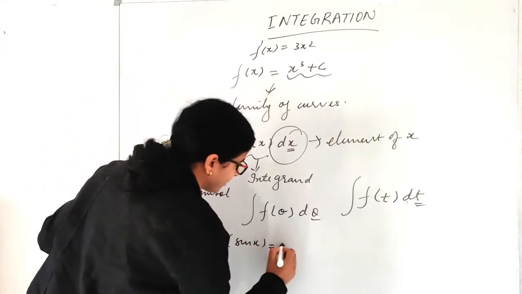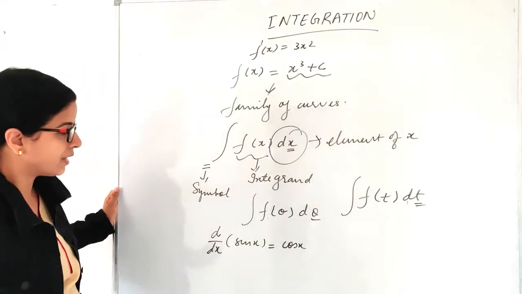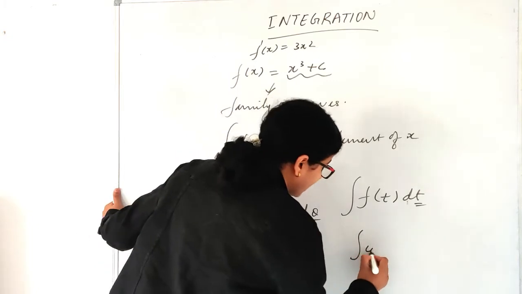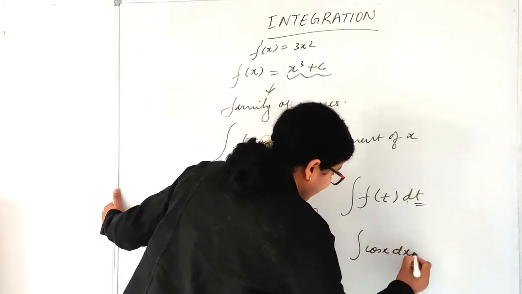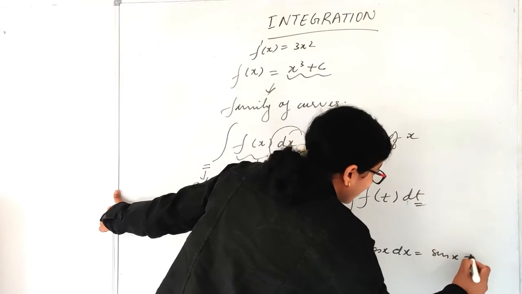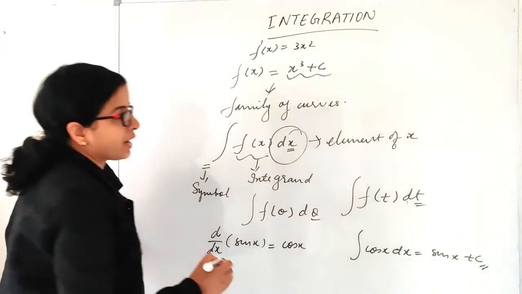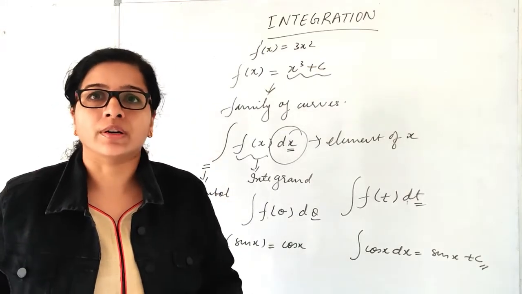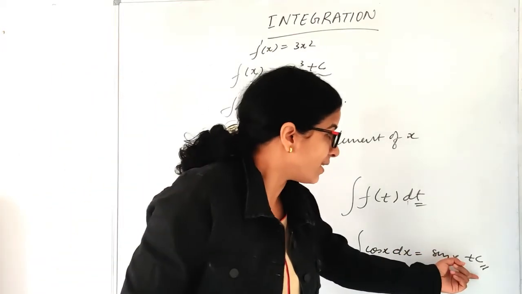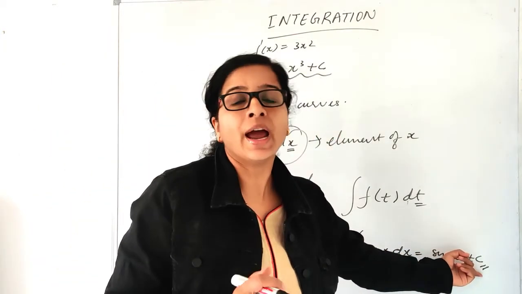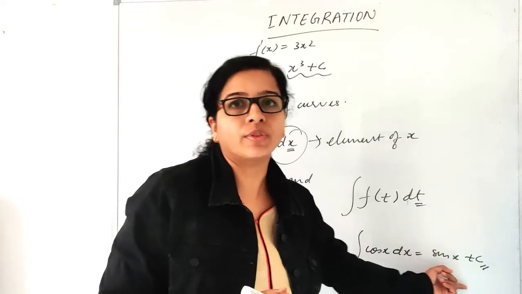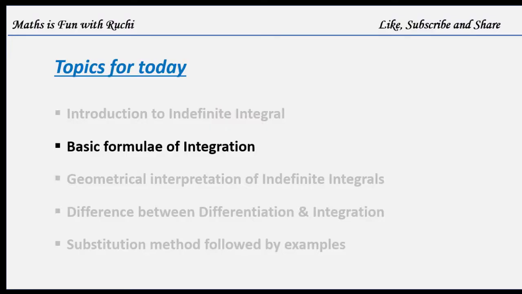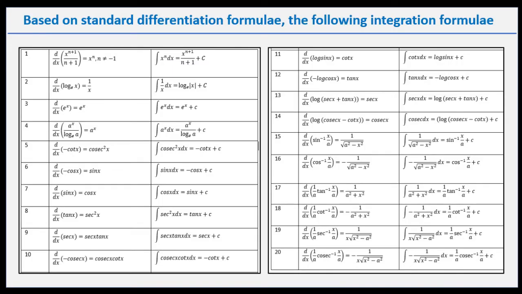The differential of sin x is cos x, right? So I can write that the integration of cos x is sin x plus c. Please don't forget to write plus c, because every integral tells about the family of curves, right? So this plus c is nothing but the integration constant, and it represents the family of curves. Now let us have a look at other formulas of differentiation from which we can obtain the integration formulas. Okay.